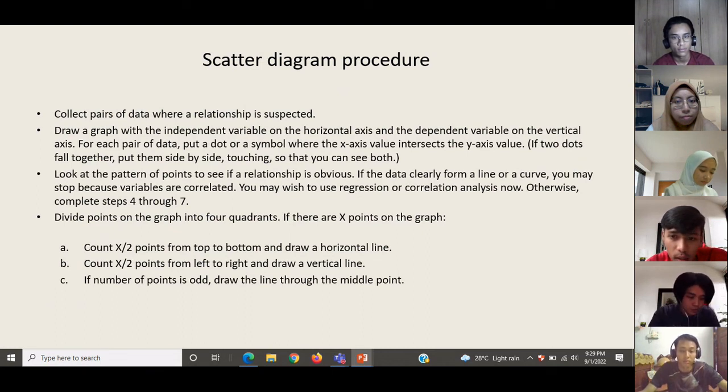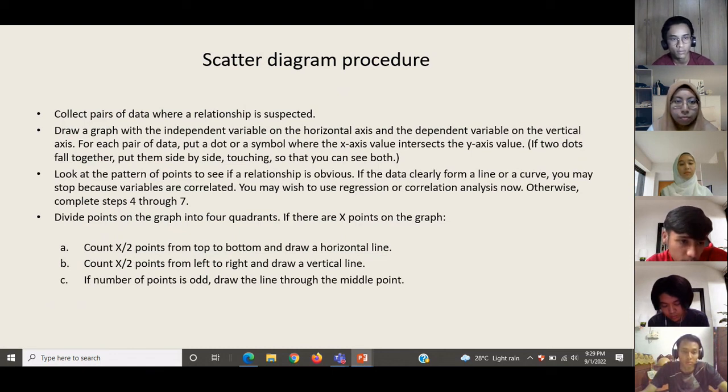If the data clearly form a line or a curve, you may stop because the variables are correlated. You may wish to use regression or correlation analysis now. Otherwise, complete steps 4 through 7. Divide the points on the graph into 4 quadrants. If there are X points on the graph, count X divided by 2 points from top to bottom and draw a horizontal line. Then count X over 2 points from left to right and draw a vertical line. If the number of points is odd, draw the line through the middle point.